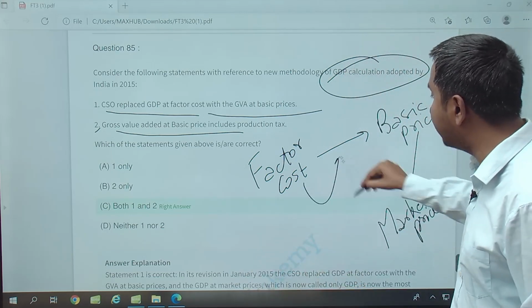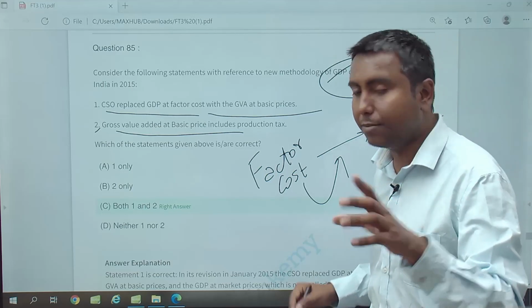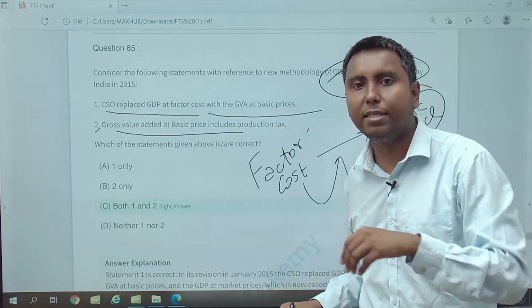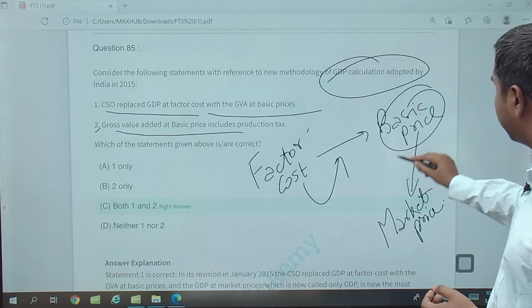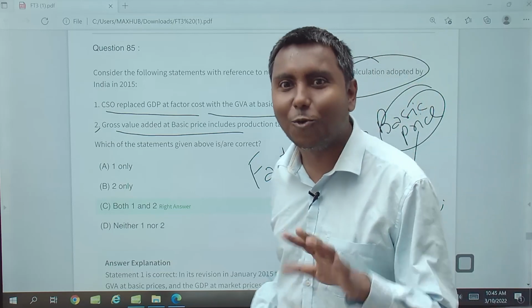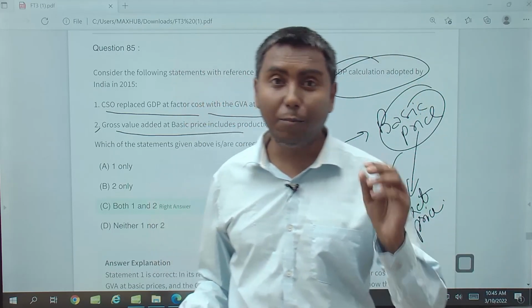When you add net production tax to factor cost, you arrive at basic price, and when you add net product tax to basic price, then you arrive at market price. And what is production cost and what is production tax? Go Google it, because it is a very important term.